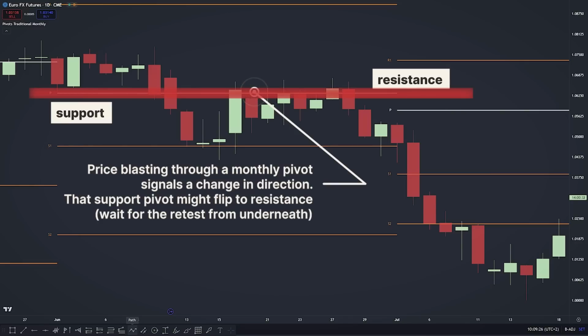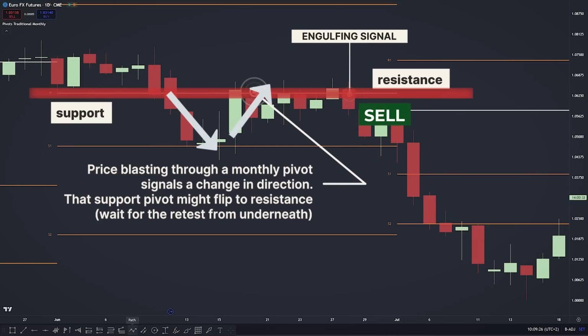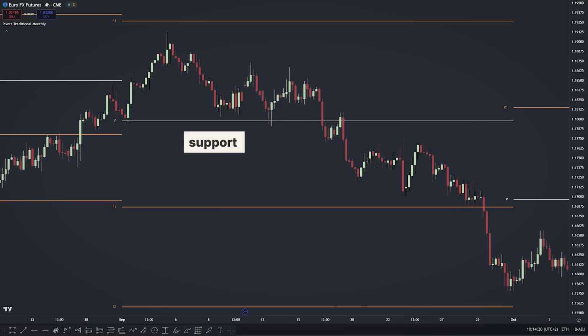Let's say a monthly pivot was acting as support. Price slices below it, closes below on a daily candle, and then retests it from underneath. That pivot might flip to resistance. You then look for a short entry on that retest. This approach is a pivot flip trade.